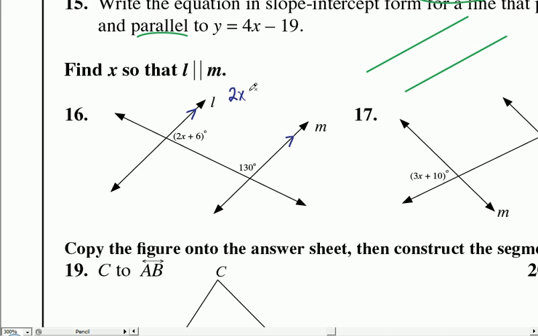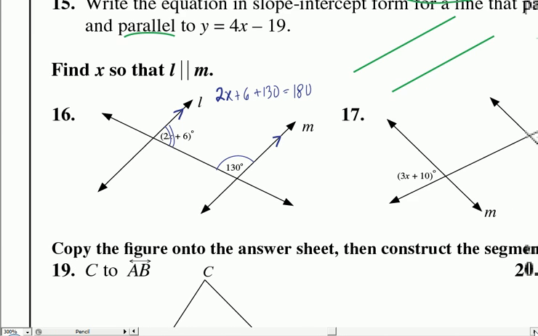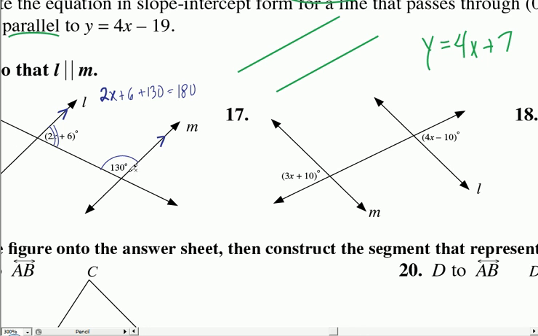So you got 2x plus 6. Don't set it equal to 130. They're not equal to each other. Look, this is an obtuse angle, isn't it? And this is what? An acute angle. Can an obtuse angle be equal to an acute angle? No. So what do you do? You add them up, and you set them equal to 180. And you should be able to do the math and solve for x there. Okay? So you got to know that they're consecutive interior angles.